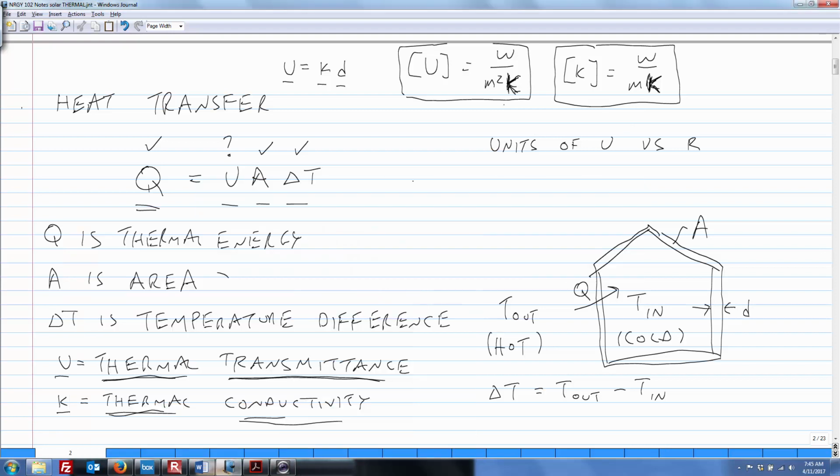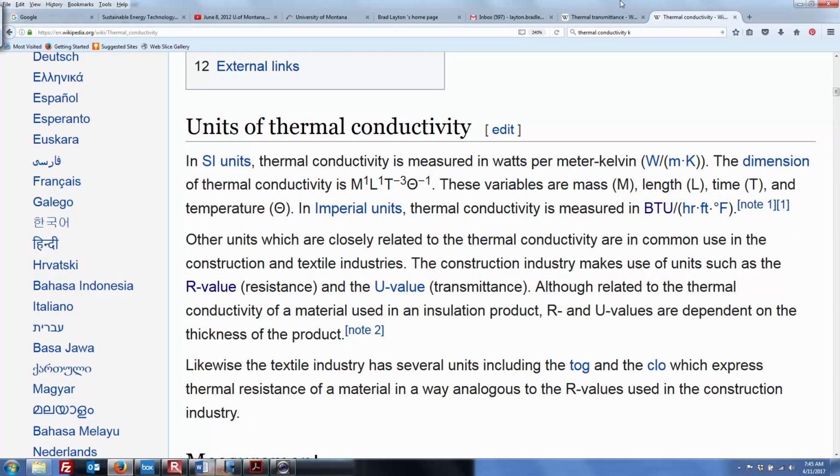if we want Q to go up, we can either make U bigger, we can change the thermal transmittance, this can go up, we can make the surface area larger, or we can have a bigger change in temperature. So there's three different ways to get more heat into this place. So we could change the thermal conductivity, and let's just go look at a few values for the thermal transmittance.